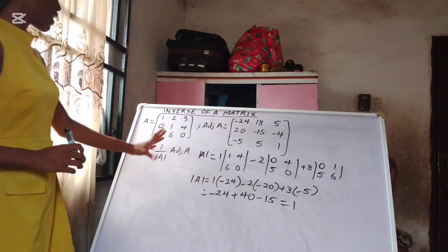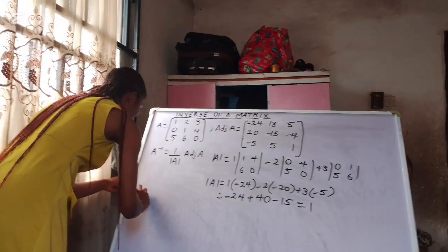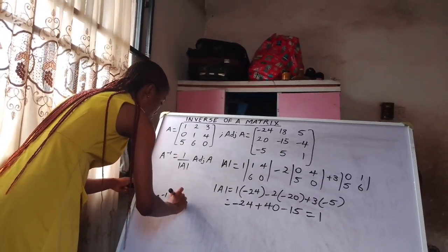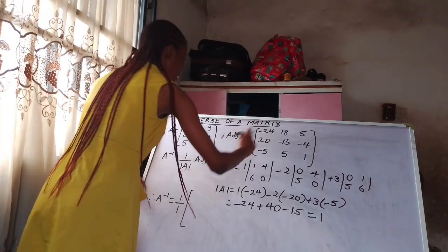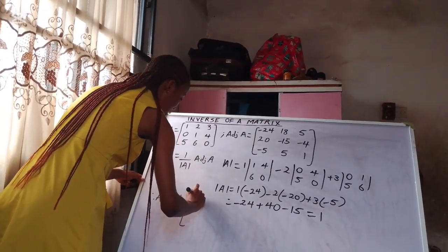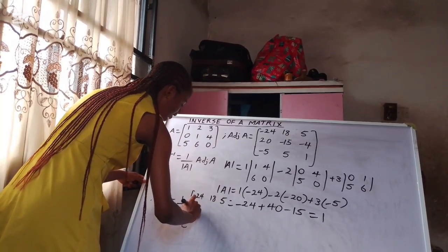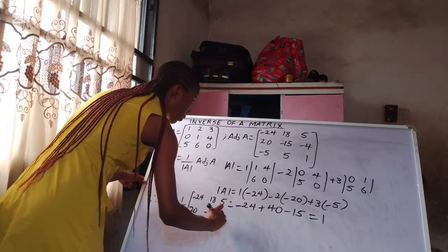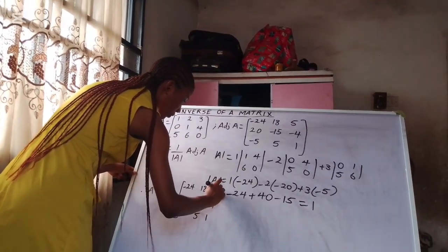So that means our determinant of this whole matrix is 1. So therefore, our inverse of this matrix will now be 1 over 1 times your adjoint. That is times negative 24, 18, 5, 20, negative 15, minus 4, minus 5, 5, 1.